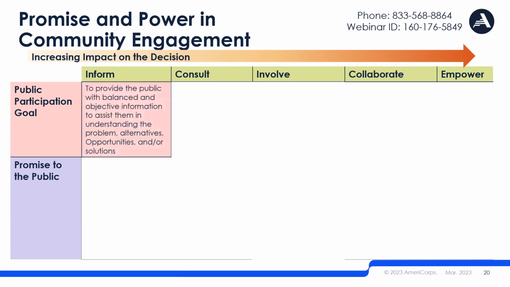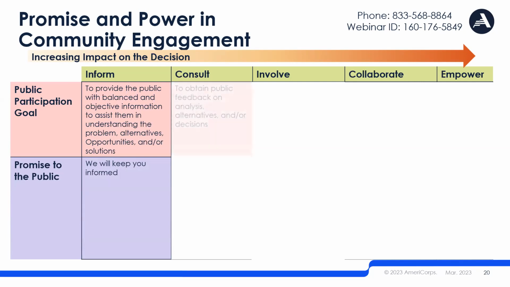So the first mode is inform. The goal here is to provide the public with balanced and objective information and to assist them in understanding the problem, the alternatives, the opportunities, or the solution. And the promise is that we will keep you informed. This is essentially one-way communication. Here's what's happening.